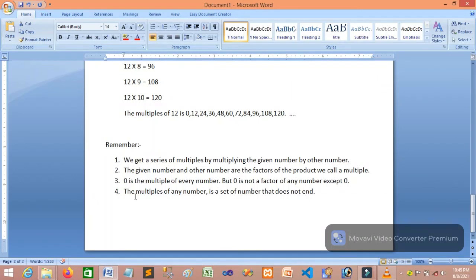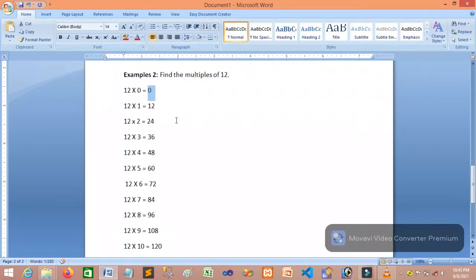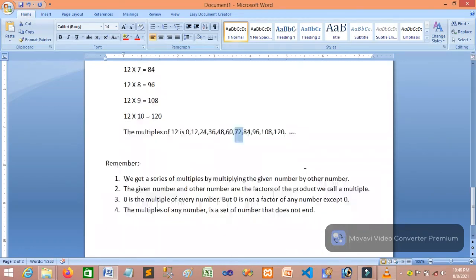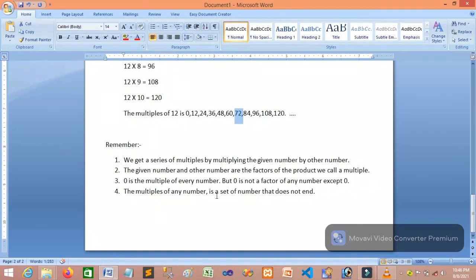Then the multiples of any number are a set of numbers that does not end. So multiple means it's a set of numbers. In this case, 12, 24, 36, 48, 60, 72 is a set of numbers. It does not end, it's infinite, it goes on. Okay, so these 4 points you have to remember when we find the multiples.